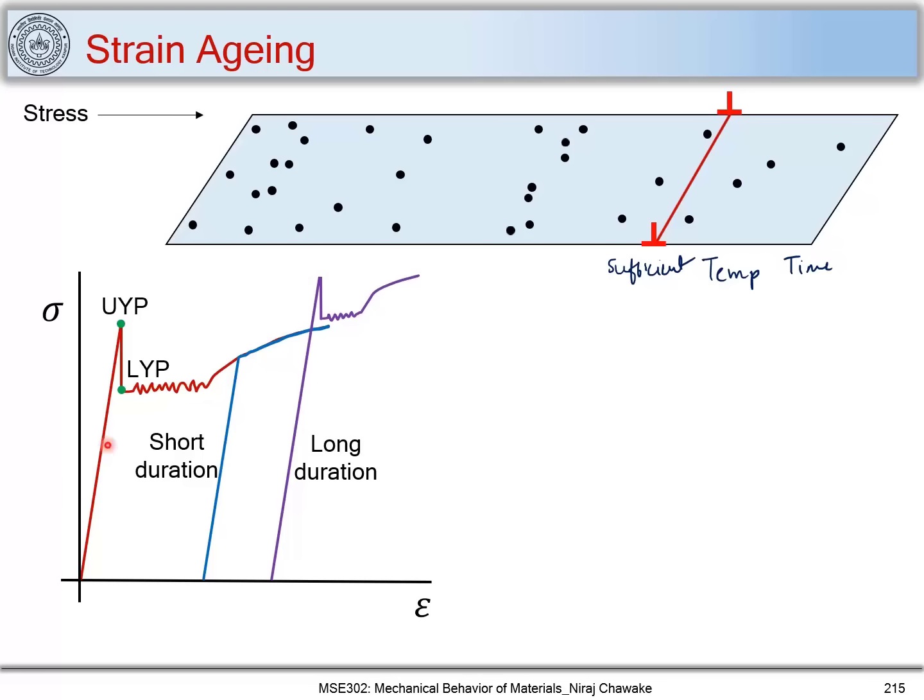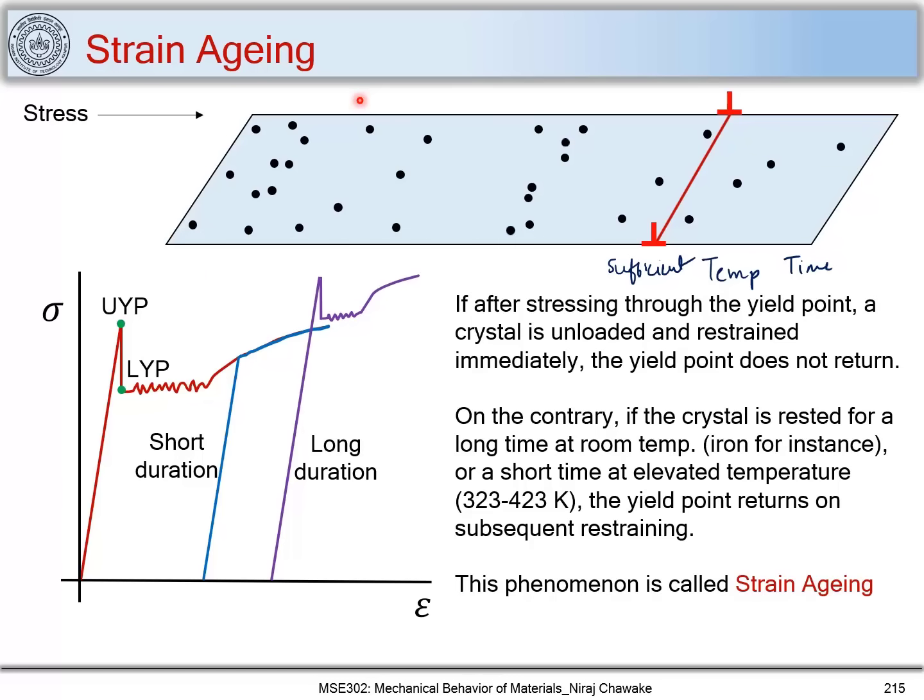So if you deform the material immediately after the deformation, that is, after a short duration, you don't see a yield point phenomenon. But if you allow it a long time, or let's say if you keep it at a sufficient temperature and time, then again you can see a yield point phenomenon. And this returning of the yield point phenomenon is called strain aging. So this is what is mentioned here.